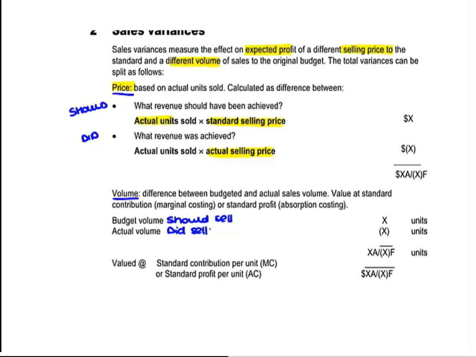The difference though comes under absorption costing and marginal costing with the valuation of these. Under marginal costing, we value the difference at the standard contribution per unit, because for every extra unit that you sell under marginal costing, you'll generate extra contribution. Whereas under absorption costing, we value it at the standard profit per unit, because for every extra unit that you sell, you'll generate an extra level of profit because of the treatment of the fixed overheads.